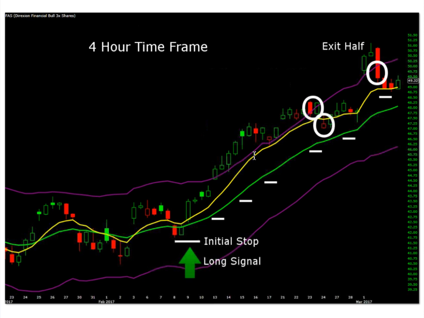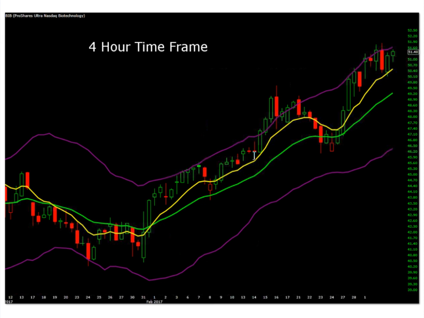So let's move on now to the biotech index, 4-hour time frame, and see, do these same rules work in another index at a totally different period of time. And on the 4-hour time frame, on this big candle here at the end of the day, we get a long signal, a very nice divergence-based long signal. I'll get into divergence in just a minute on the next chart.